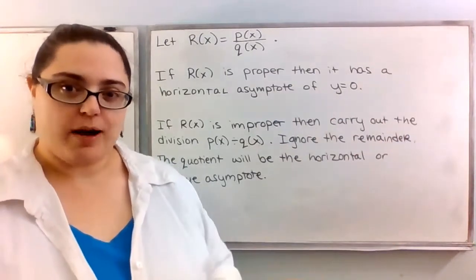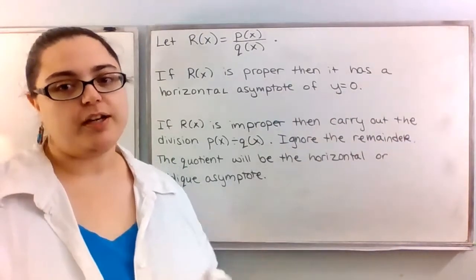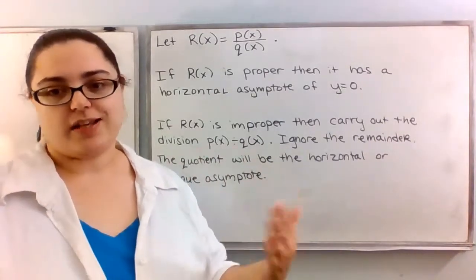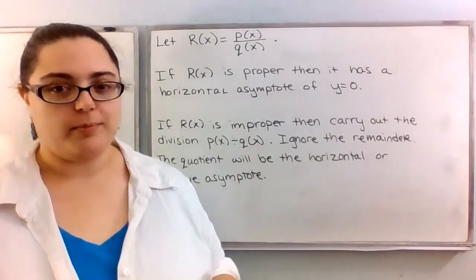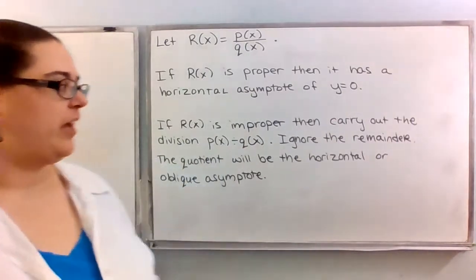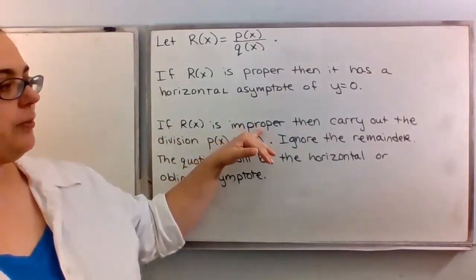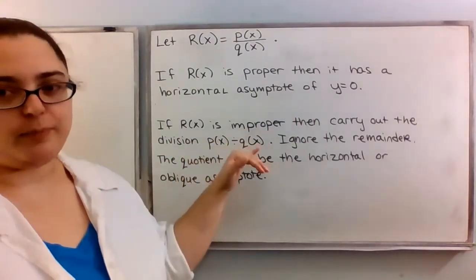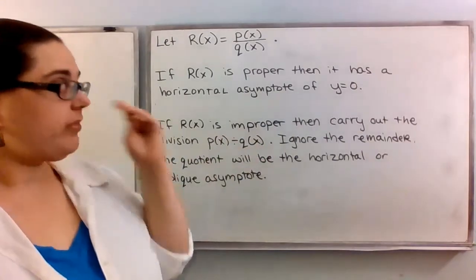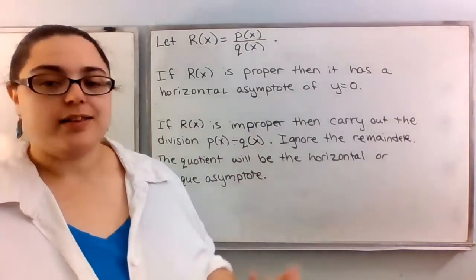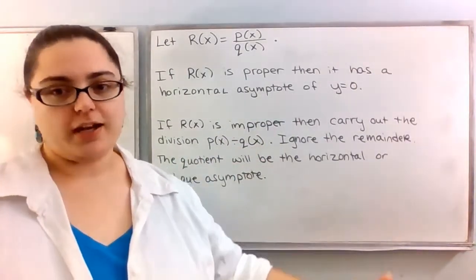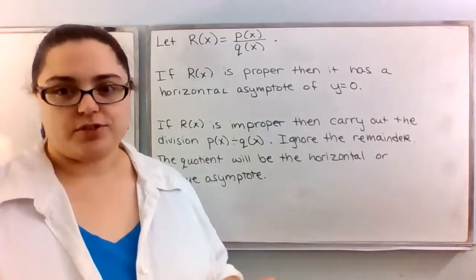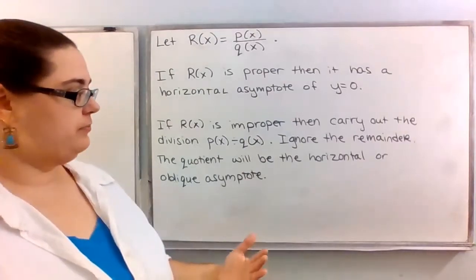If you have an improper rational function, so if the degree of the top and the degree of the bottom are the same, or the degree of the top is larger than the degree of the bottom, then you have more work to do. If r of x is improper, then we're going to carry out the division p of x divided by q of x. If q of x is linear, then this is nice because we can use synthetic division. But if q of x is not linear, then we're going to have to use our long division process.